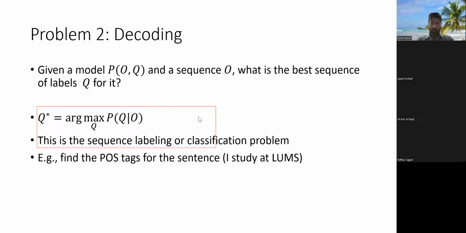So in this case, of course, you'll have to find the argmax Q for the joint distribution. What Q gives us the highest probability for this joint distribution? And that Q would be returned as the best setup or sequence of labels for the sentence.